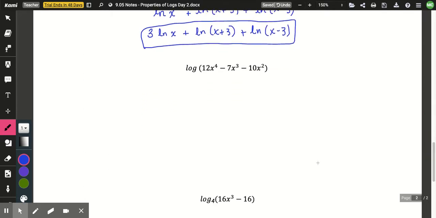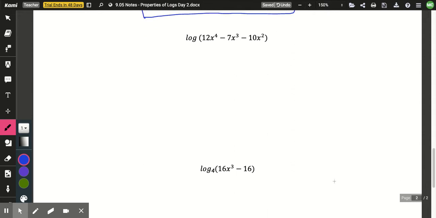Okay, let's try one more like that, and then you can try a couple examples. So we've got log. This one's a common log because there's no base listed. It's 12x to the fourth minus 7x cubed minus 10x squared. Now, once again, I notice right away that there is an x squared in common with all of the terms inside the logarithmic expression there. So I'm going to start by factoring out an x squared.